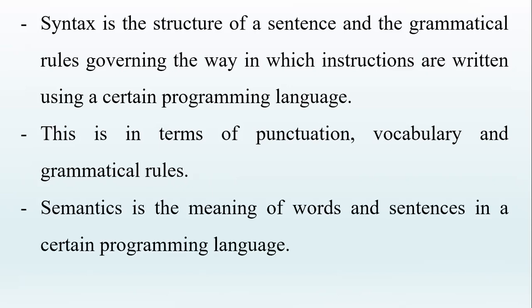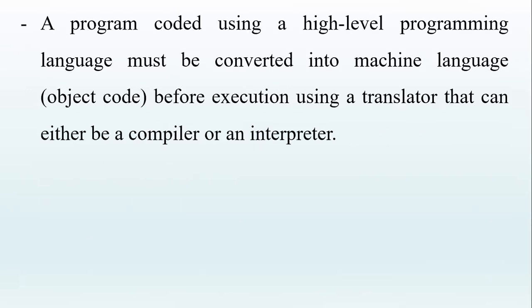Semantics, on the other hand, is the meaning of words and the sentences in a certain programming language. So if a word is shared among various languages, its meaning in each of the languages may be different from the other. A program coded using a high-level programming language must first be converted into machine language, or what we call the object code, before execution using a translator that can either be a compiler or an interpreter.